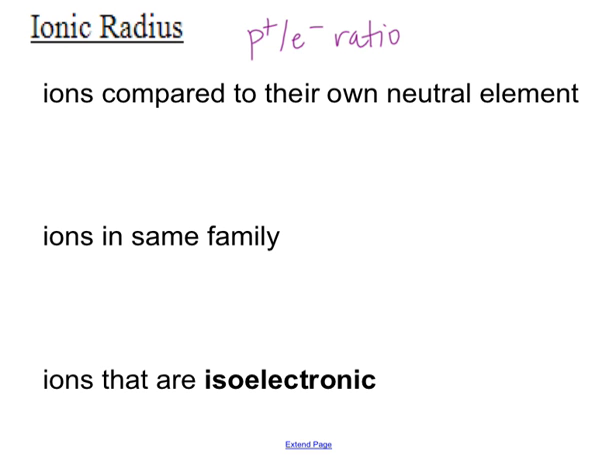So, ions compared to their own neutral element. Say we have silver plus versus silver. I want to hear about both of these things. Tell me about silver and silver plus. What do they have the same? They have the same number of protons. But then, what else do we know?